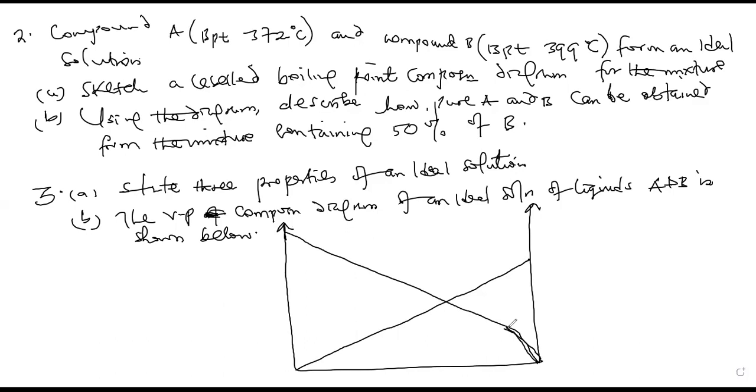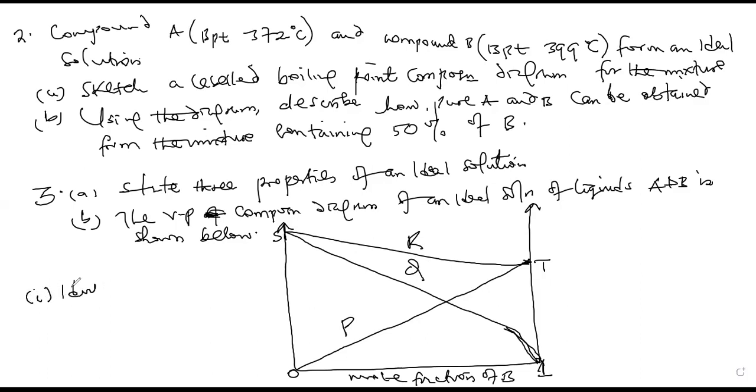A straight line, make it a straight line. Mole fraction of B. P to R. This is S, T, P to R. Roman 1, identify lines P to R and points S and T.